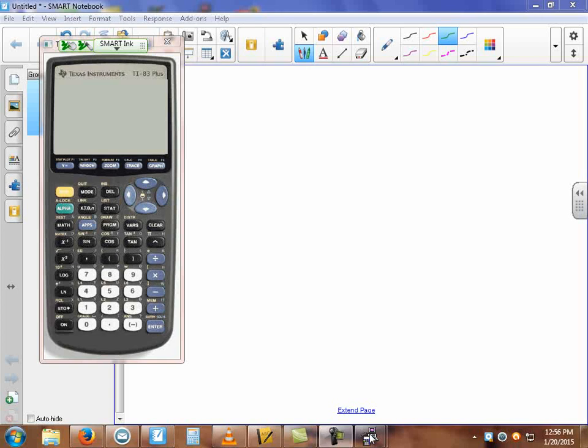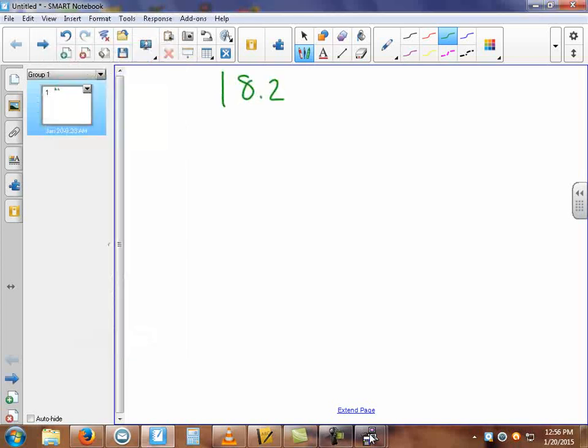Okay, so this is the instruction for 8.2 from the text. It is a relatively calculator-dependent assignment. So you're going to want to use a graphing calculator where you can, but if you aren't able to, you can do this by hand, and I'll show you how to do that.